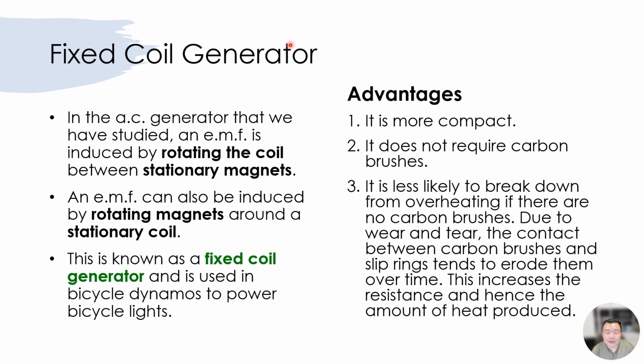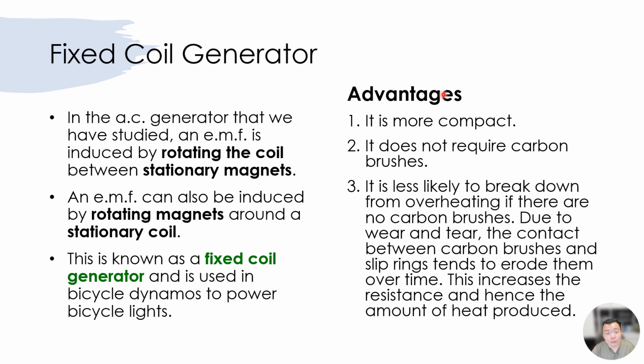So in reality, in our generators, we usually rotate the magnet as shown in this slide. Why so? We can call it a fixed coil generator because we don't rotate the coil. We don't rotate the coil because if we rotate the coil, we need to put in slip rings to ensure that wires don't entangle and so on and so forth. So it's a little bit more cumbersome. If we rotate the magnet, we avoid this problem completely. So it does not require slip rings or carbon brushes.